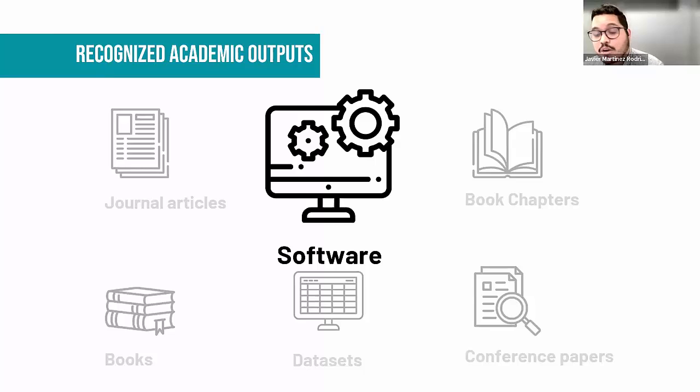Software has also become more recognized as an important academic contribution. Supporting software as an academic output serves two purposes. First, research reproducibility requires that any software used in data collection, cleaning, analysis, or visualization is fully documented. Second, that documentation is needed so that others can use the software, thus increasing its impact.